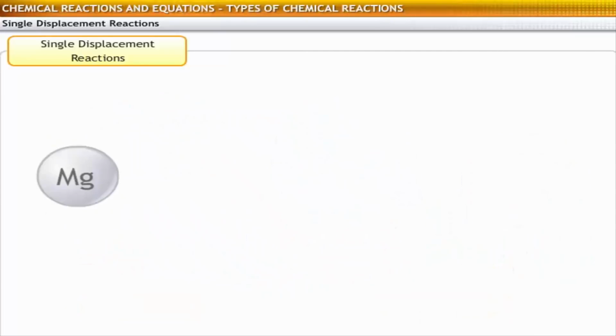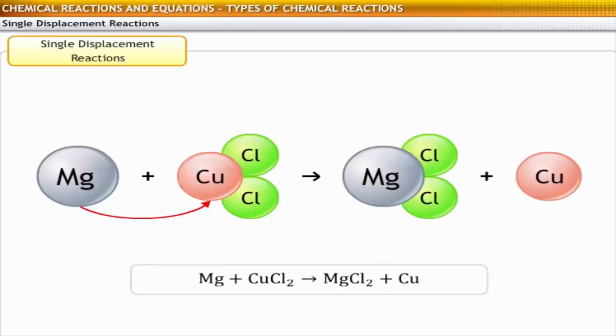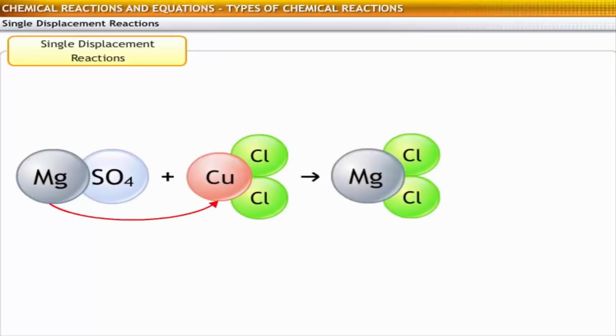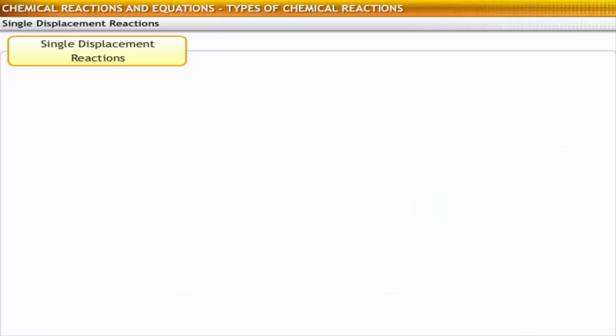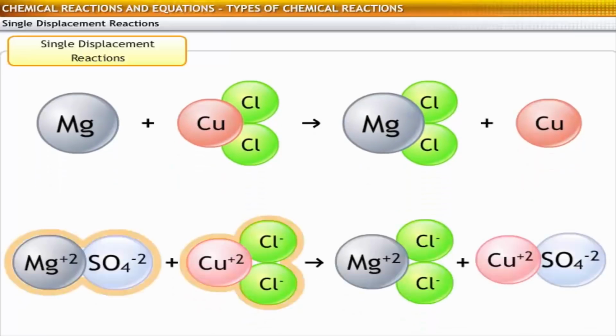For example, in the reaction of magnesium with copper chloride, magnesium takes the place of copper to form magnesium chloride. It is important to note that in a single displacement reaction, one of the reactants is always an element. For instance, let's consider another reaction where magnesium sulfate reacts with copper chloride to form magnesium chloride and copper sulfate. Even though this reaction seems similar to the earlier example, it is not a single displacement reaction because both the reactants are compounds that exchange ions.